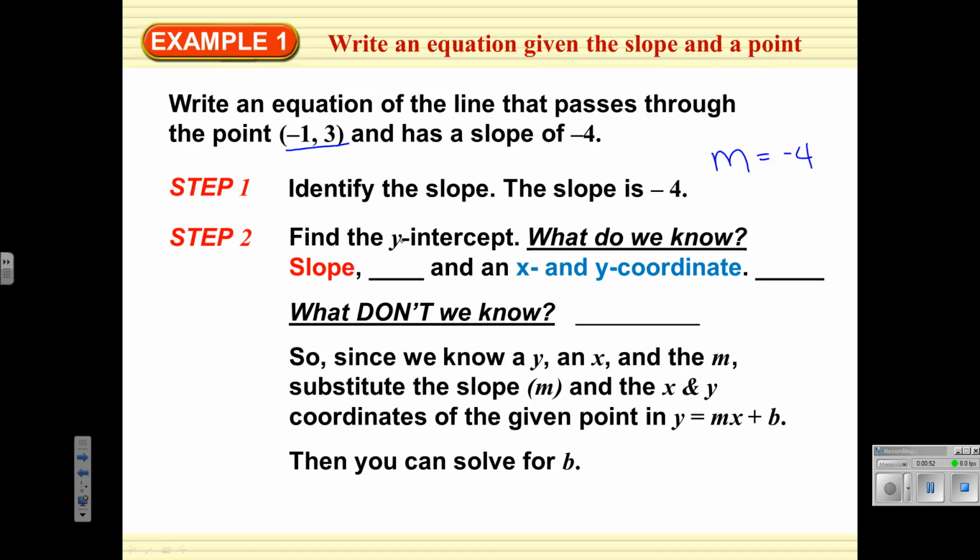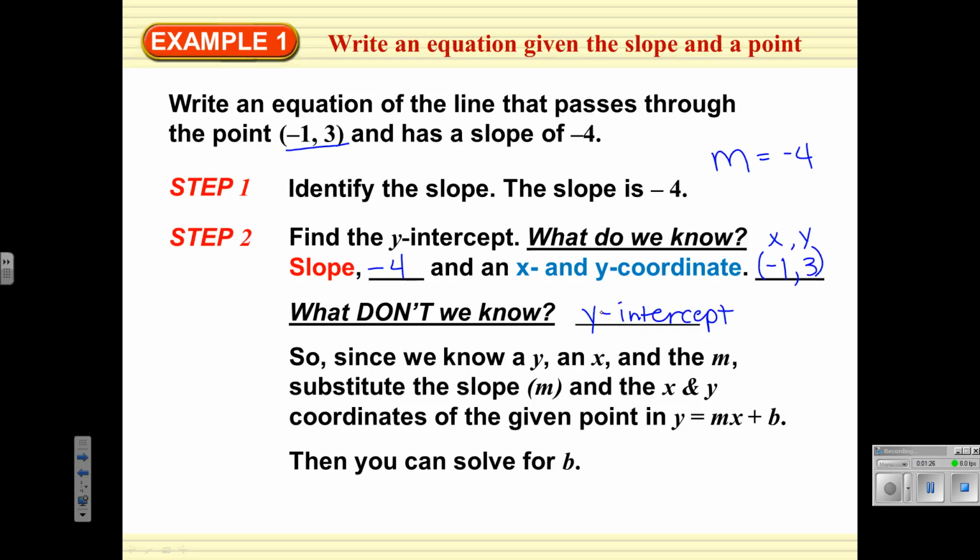And now it says find the y-intercept. Well, they don't give us the y-intercept, but look at what we do know. We know the slope, which we just said is -4. And we know an x and y coordinate. We know -1, as I write -3, sorry. We know an x and y coordinate of -1 and +3. So here's my x coordinate, and here's my y coordinate. What don't we know? Well, we don't know the y-intercept.